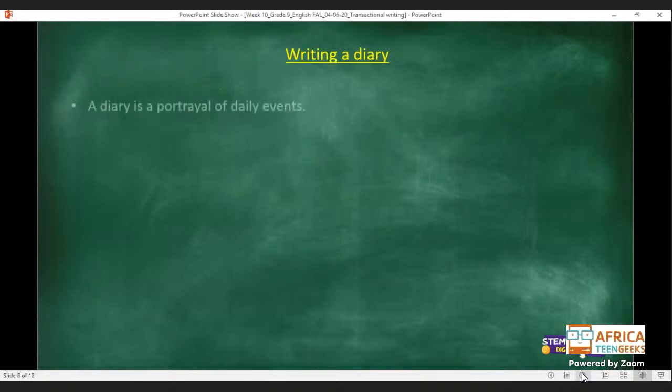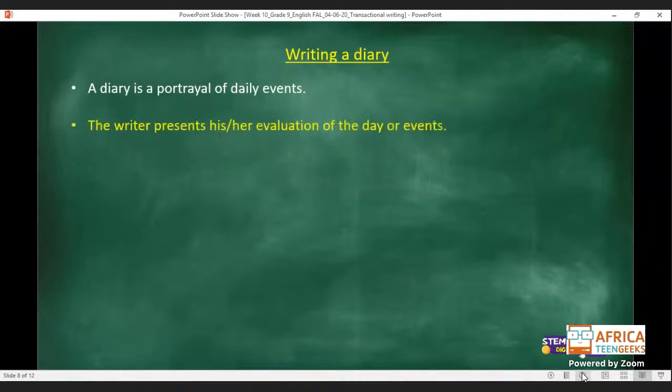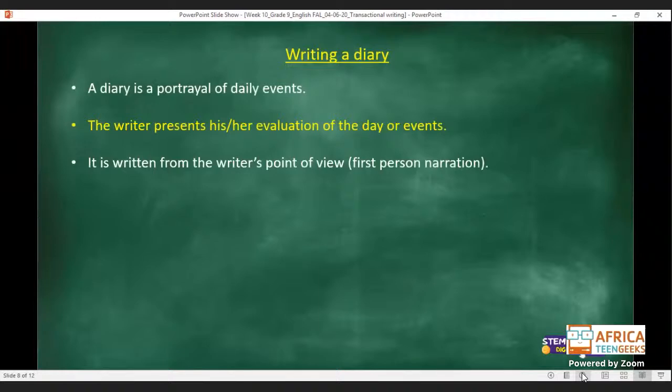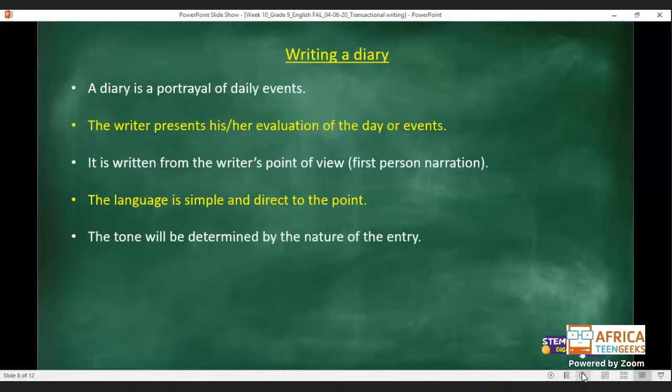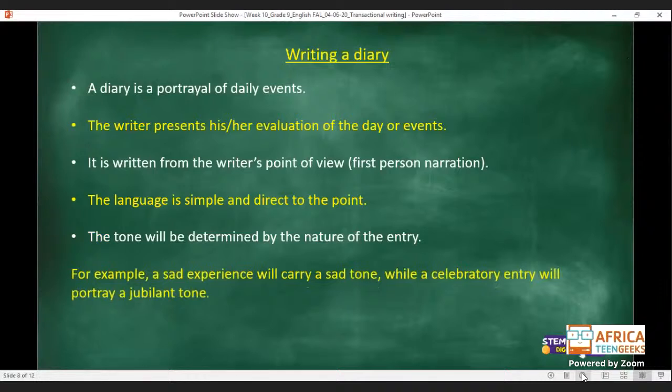Okay, writing a diary. A diary is a portrayal of daily events, and the writer presents his or her evaluation of the day's events. It is written from the writer's point of view. It is a personal narration or a first-person narration. The language is simple and direct and to the point, and it can be informal. The tone will be determined by the nature of the diary. A sad experience will carry a sad tone, and a celebratory entry will portray a jubilant tone.